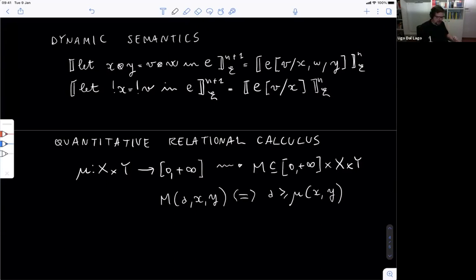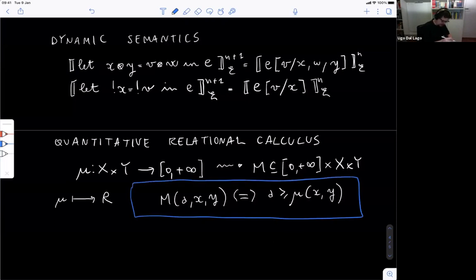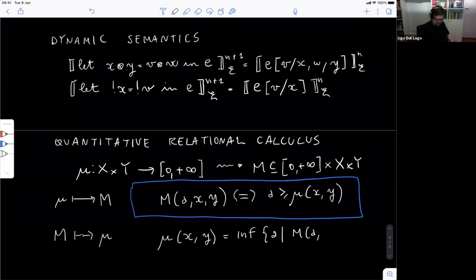This way you can also go from ternary relations to distances. So this is a way, if you like, to go from mu to m. While going from m to mu is possible by just stipulating that the mu you need is just the inf of all the a such that m a x y holds.